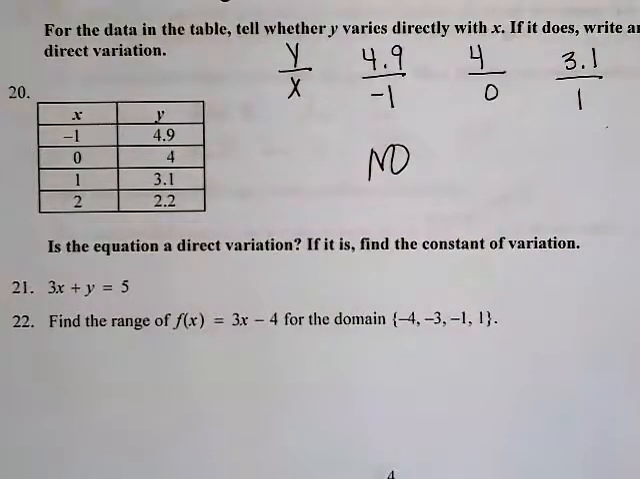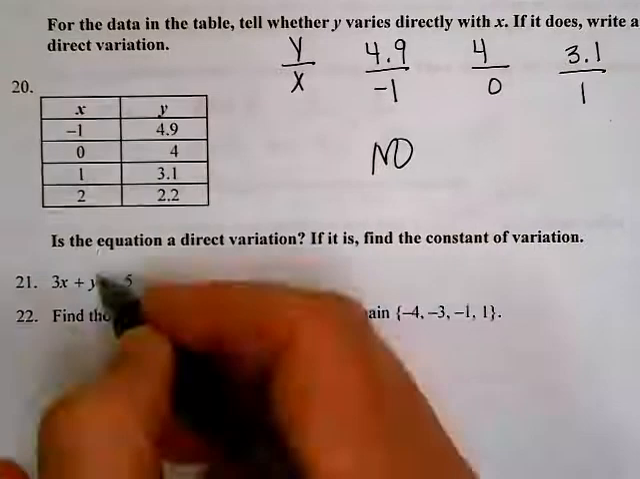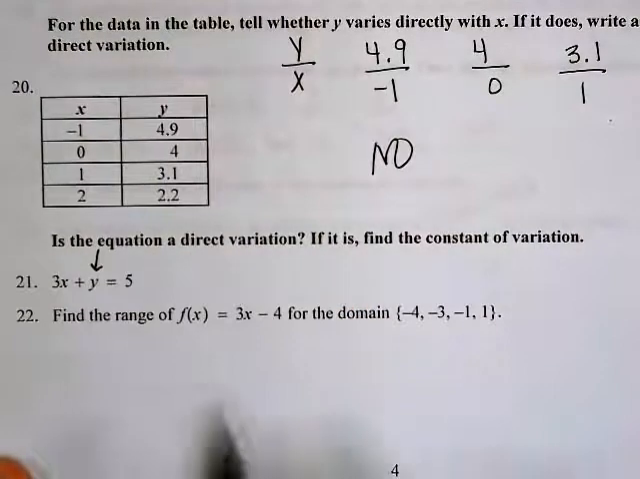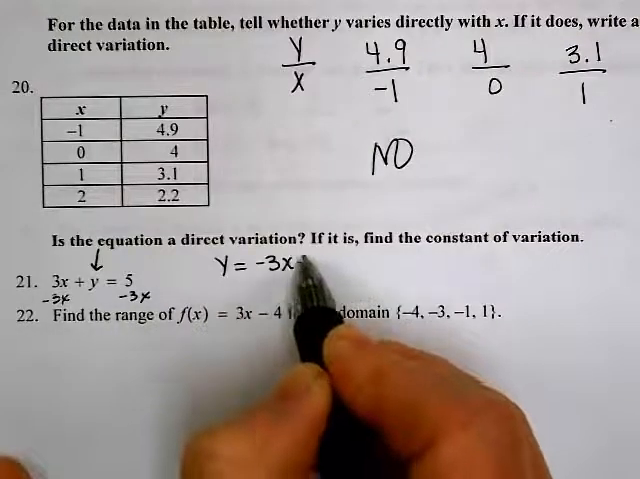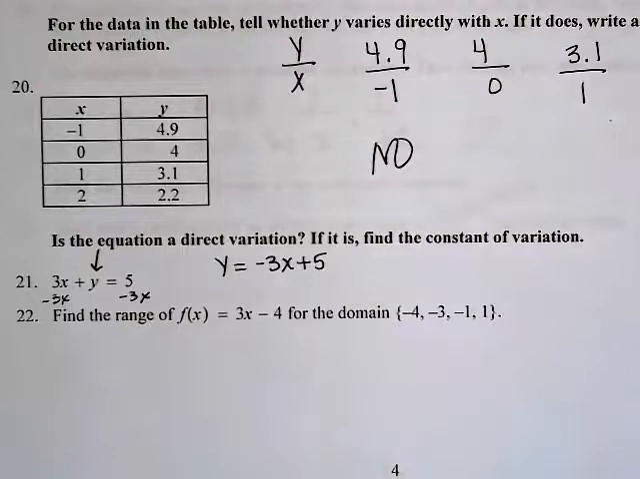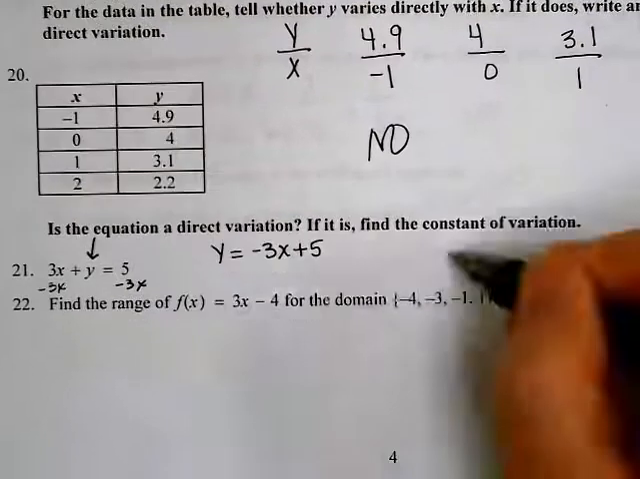21, is it a direct variation? Solve for y. So what do you do to solve for y? Now you really can't subtract 3x from anything. It's just going to say negative 3x plus 5. Where's this one going to cross the y-axis? Look at that equation. Tell me from the equation where this thing's going to cross the y-axis. 5. So is it a direct variation? It has to cross 0 to be a direct variation. Is it going to do that? No. Because that plus 5 is on there, this is not a direct variation.